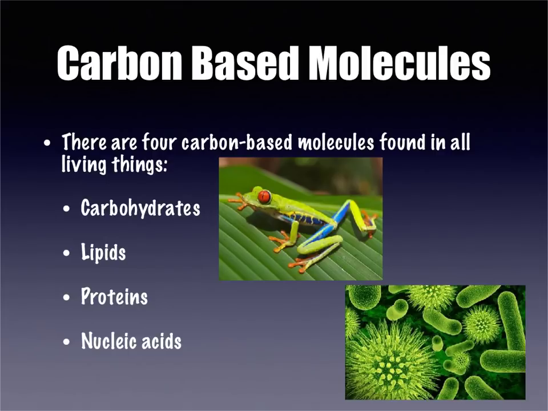So there are 4 carbon-based molecules found in all living things. Carbohydrates, which are sugars. Lipids, which are fats and oils and waxes. Proteins, composed of amino acids. And the nucleic acids, which are composed of nucleotides that carry genetic code. So in every living thing, they have all 4 of these large carbon-based molecules or macromolecules.